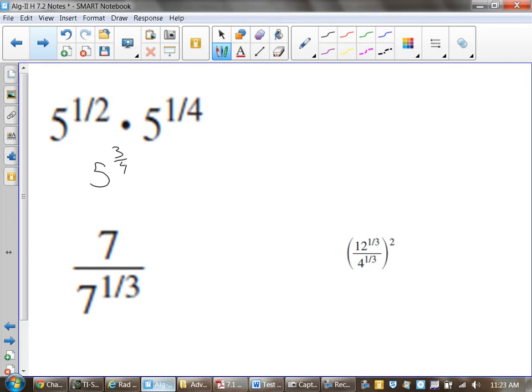Remember when you had x squared times x to the third? That was the same thing as x times x times x times x times x. How many x's do you have? That's y. It's the same properties.